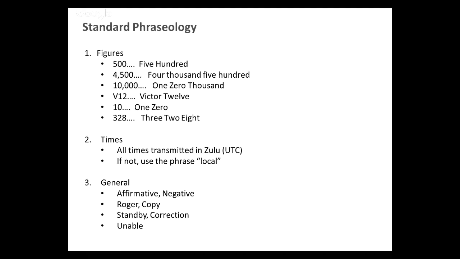Roger and copy means I heard you. Affirmative, negative mean I agree, disagree. I can, I won't, etc.